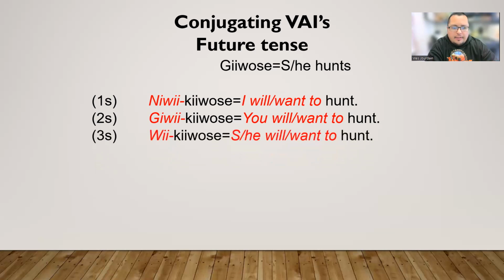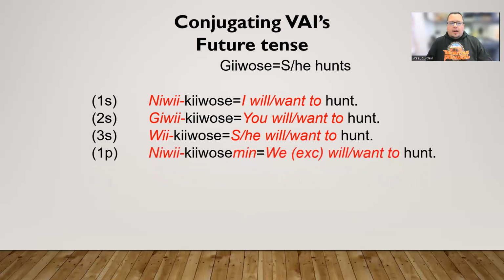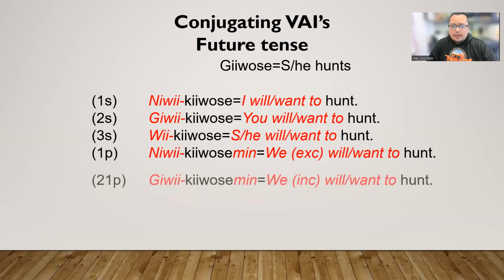Third person singular, she or he. Wi kiwose. She or he will hunt or she or he wants to hunt. In the third person, we talk about just the verb. But since we're adding future tense, we just add wi to the front of that. Wi kiwose. All right, next one, first person plural, talking about we, excluding the person we're talking to. Ni wi kiwosemin. We, excluding the person we're talking to, will hunt or want to hunt.